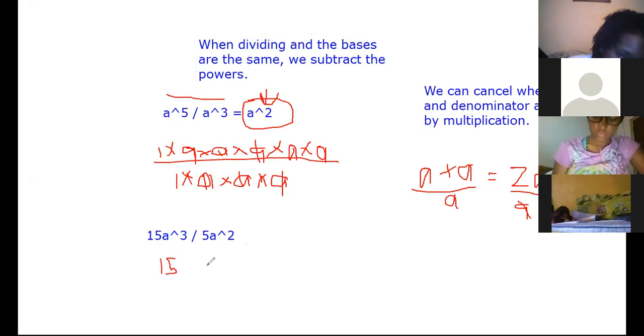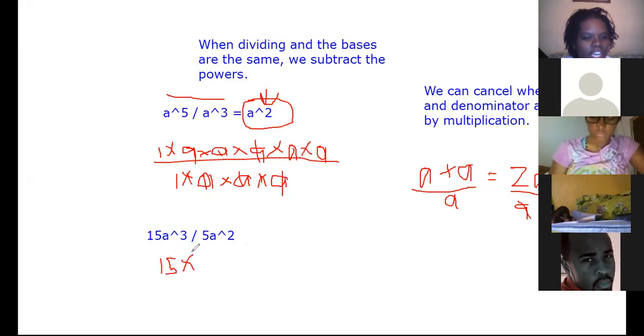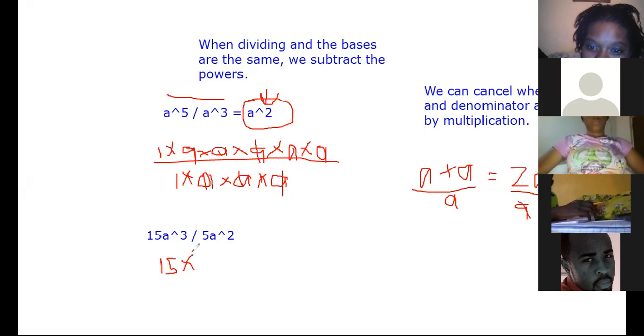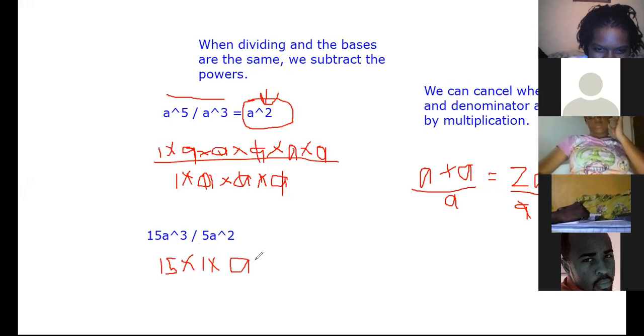This means 15 times A to the third power means what? Anybody can tell me what 15 A to the third power means? 15 times A times A times A. So this is saying 15 times 1 times A times A times A. Cool?